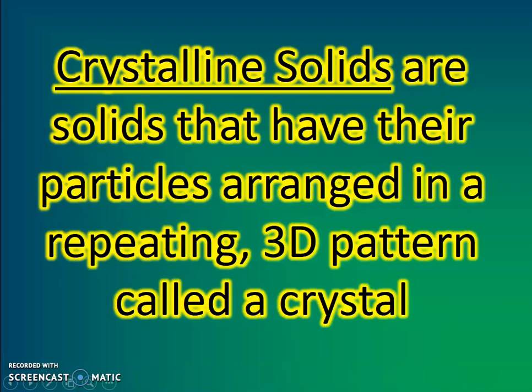Yay. So when we talk about solids, we are going to talk about 2 different types of solids. The first one is going to be what we call crystalline. Crystalline solids are solids that have their particles arranged in a repeating 3D pattern called a crystal.